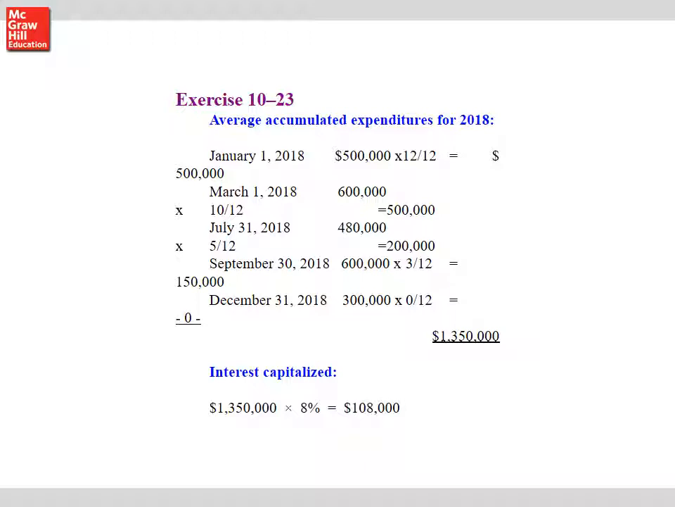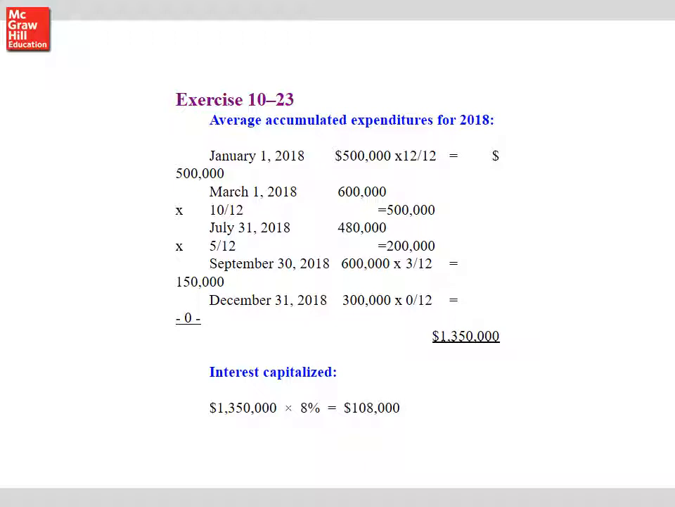The only interest-bearing debt the company had during 2018 were bonds with a book value of $10 million and an effective interest rate of 8%. They give us the expenditures for the year 2018 and ask us to calculate the amount of interest to be capitalized. And I apologize for how this transferred over.